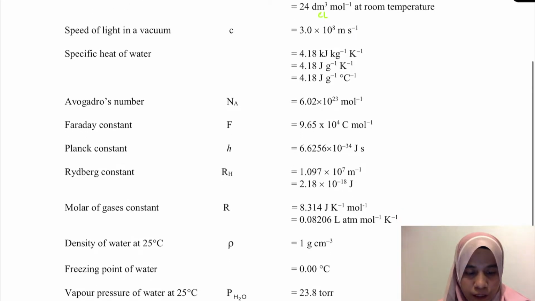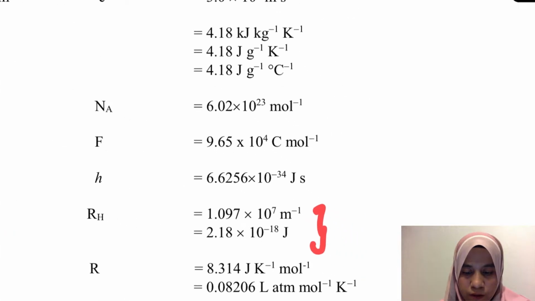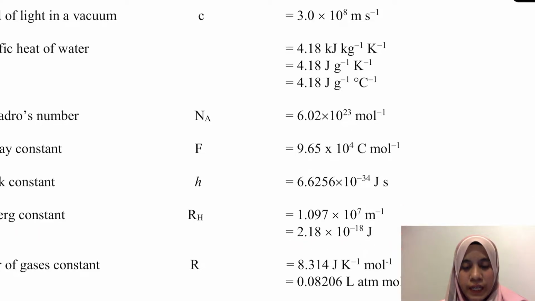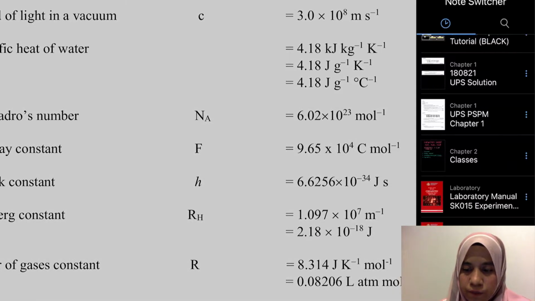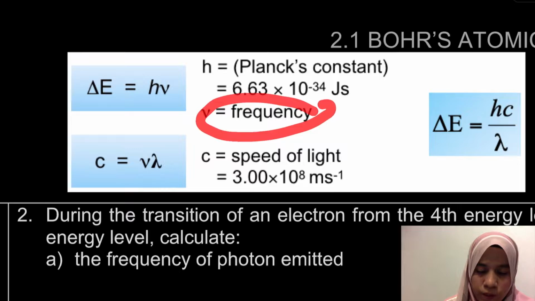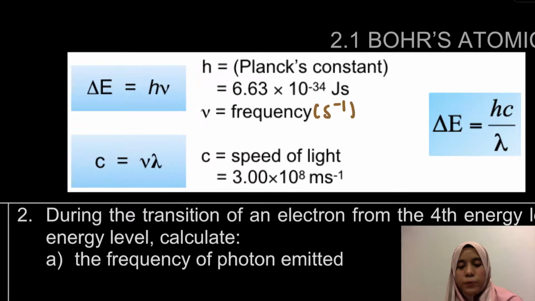Okay, tapi yang tadi kita ada belajar tu yang Rydberg constant kan? Rydberg constant kat sini. Rydberg constant ada dua. Setakat ni yang kita belajar is this one, 2.18 exponent negative 18. Okay, back to our notes here. And then v is your frequency. Frequency unit dia apa? Unit dia adalah per second. So make sure the unit of frequency is per second.